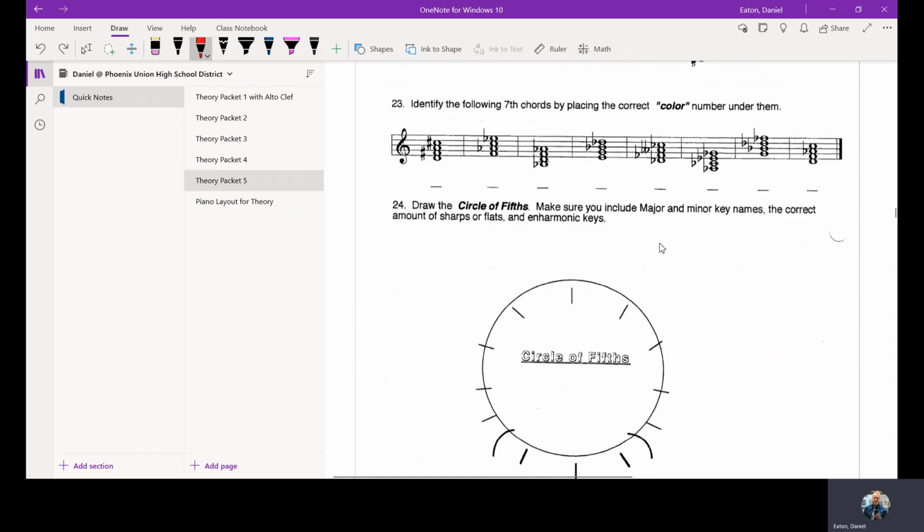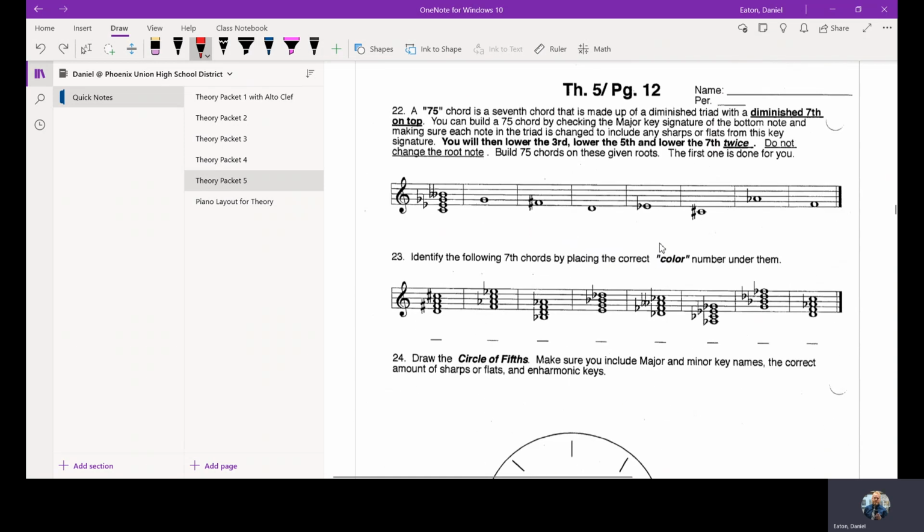And this is the last page. Sorry for the length of this. Again, it's theory 5. It's kind of unavoidable.